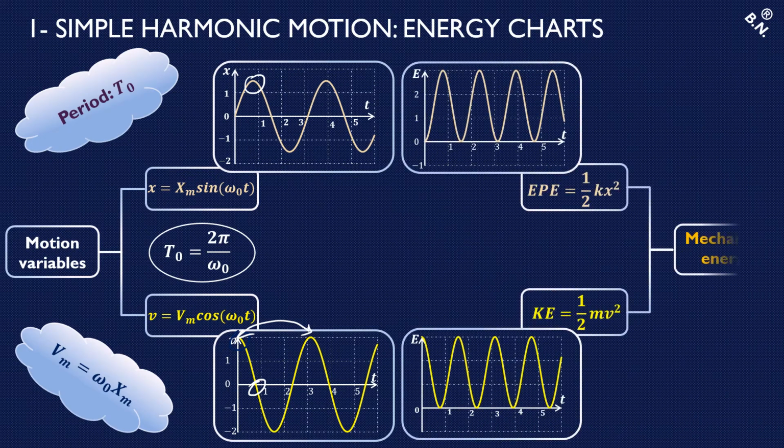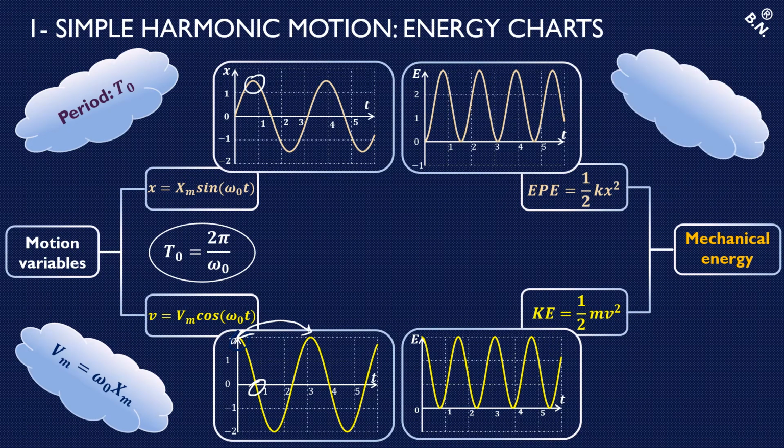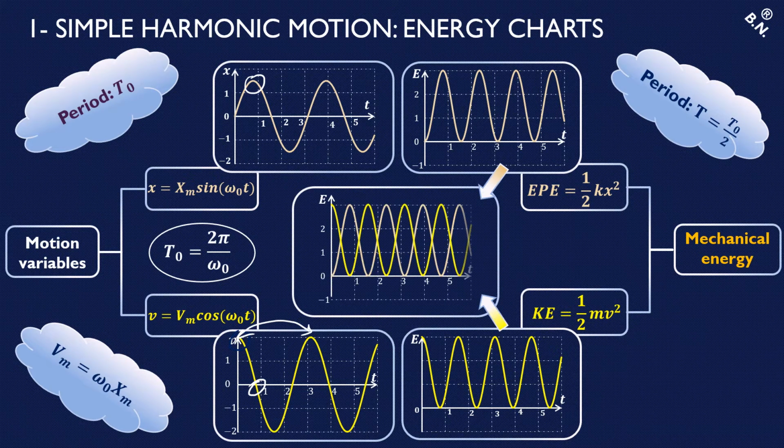Passing to energy, since energy is half kx squared or half mv squared, it's always positive, so you notice the oscillation to be only on the upper, positive part. Mechanical energy is the sum of both, and if there's no damping, the mechanical energy is going to be conserved. The period for energy is half the period of the regular oscillation.